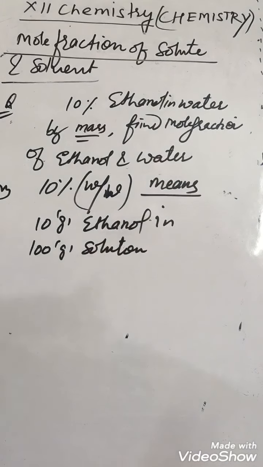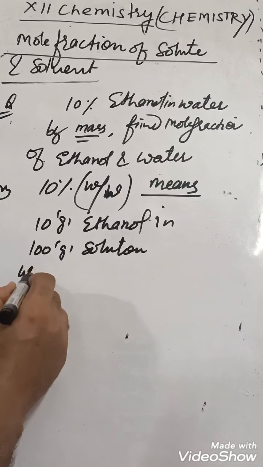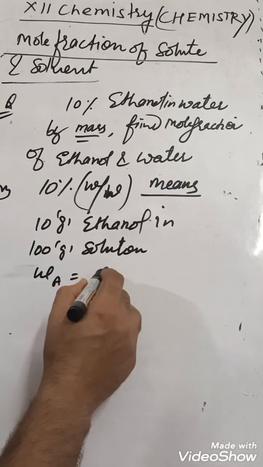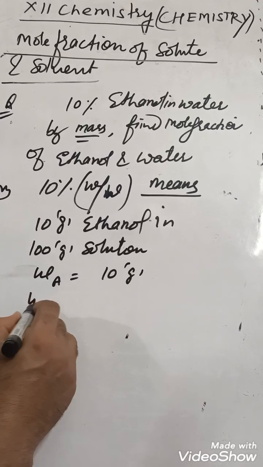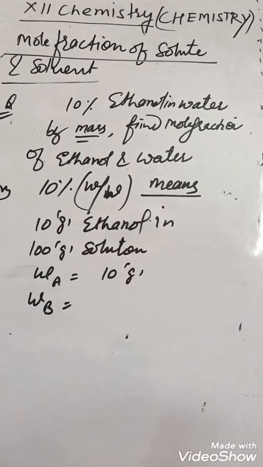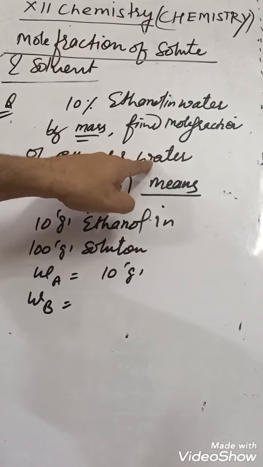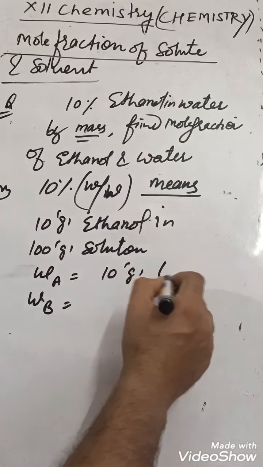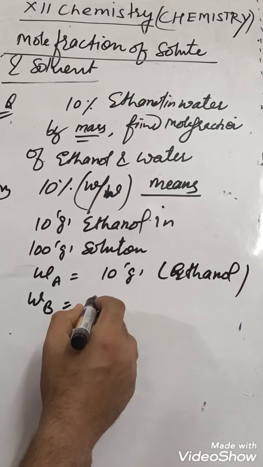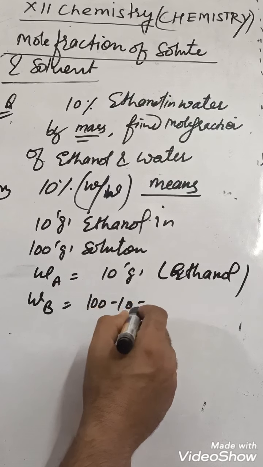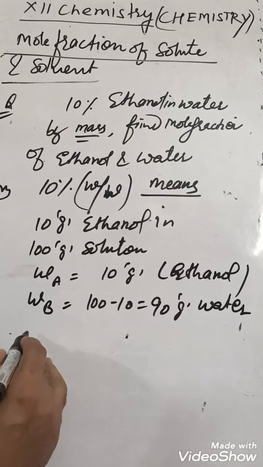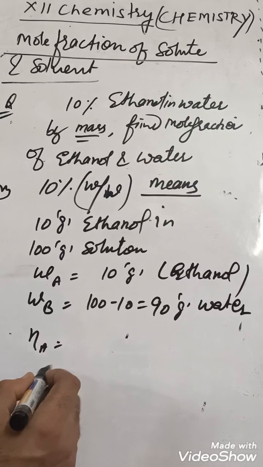So the mass of component A is 10 gram, and what will be the mass of component B? B is water. One component is ethanol, another component is water. It will be 100 minus 10, that is 90 gram. This is water.